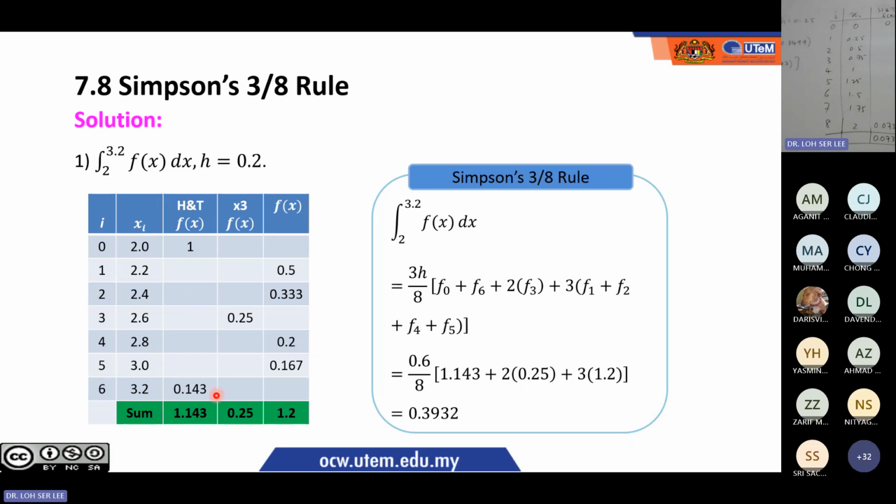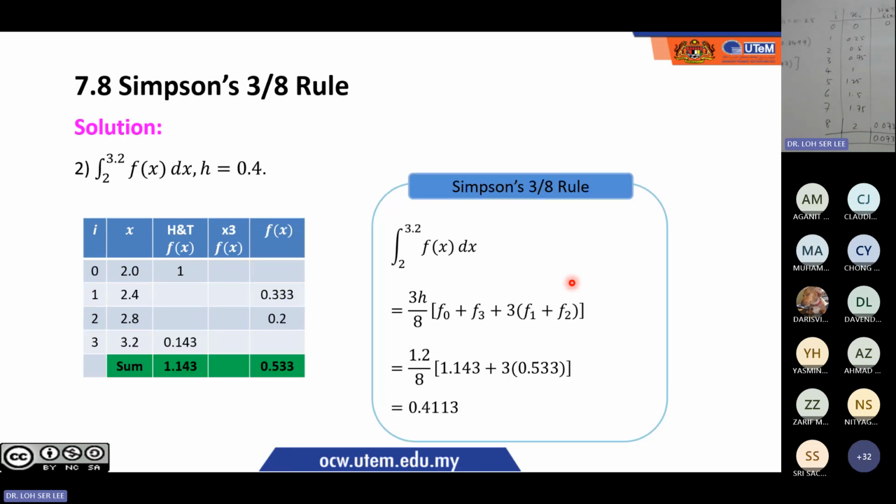Then you sum these 3 columns, put them into the formula. Head and tail plus the one from multiple of 3 times 2, and the rest of the F times 3. Follow the formula. Next one, when we use H equals to 0.4 from the same question, starting 2, 2.4, 2.8, and 3.2.